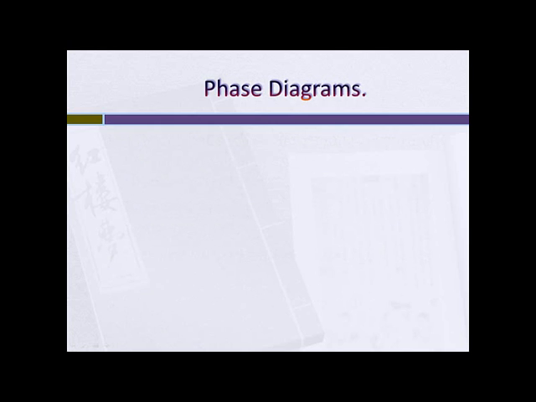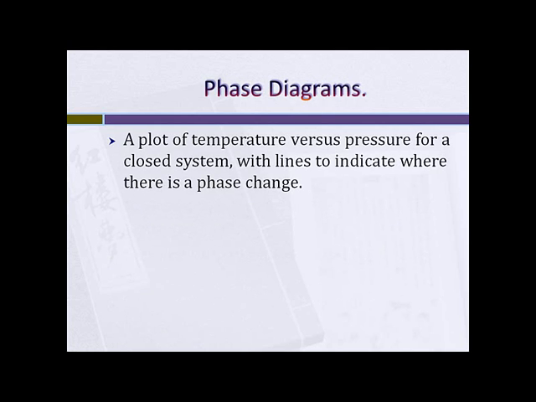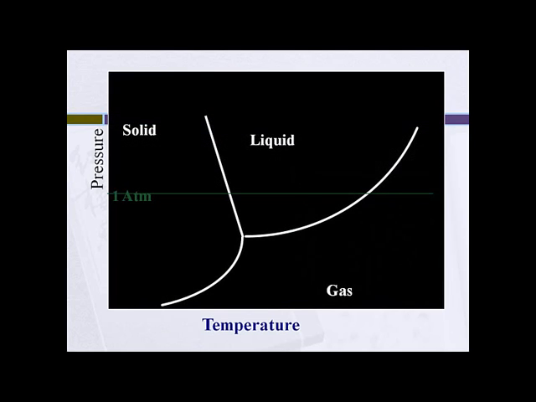I know it's not related to boiling point, where you can cool something below the freezing point. Now, phase diagrams. Phase diagrams are a way of looking at temperature versus pressure for a closed system and a series of lines indicating where there's a phase change. Here's one, if you look at it. We have temperature on the horizontal axis, pressure on the vertical axis, and you notice 1 atmosphere runs through the middle.